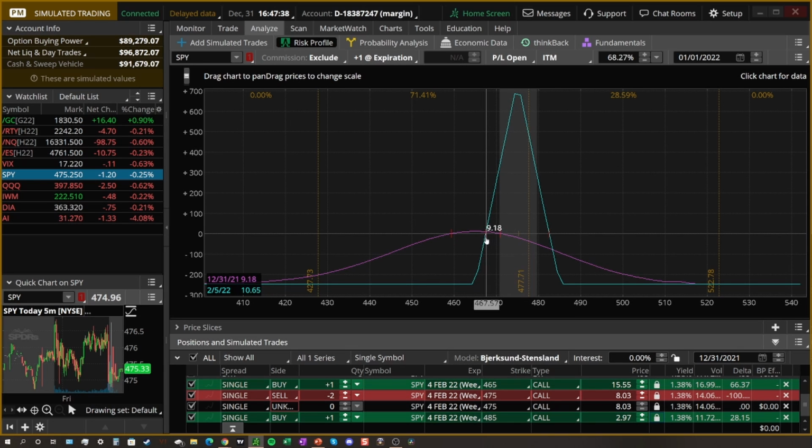With the break-evens around 467.49 and 482.53, roughly in those areas, okay? So this is a typical butterfly and what you can expect.